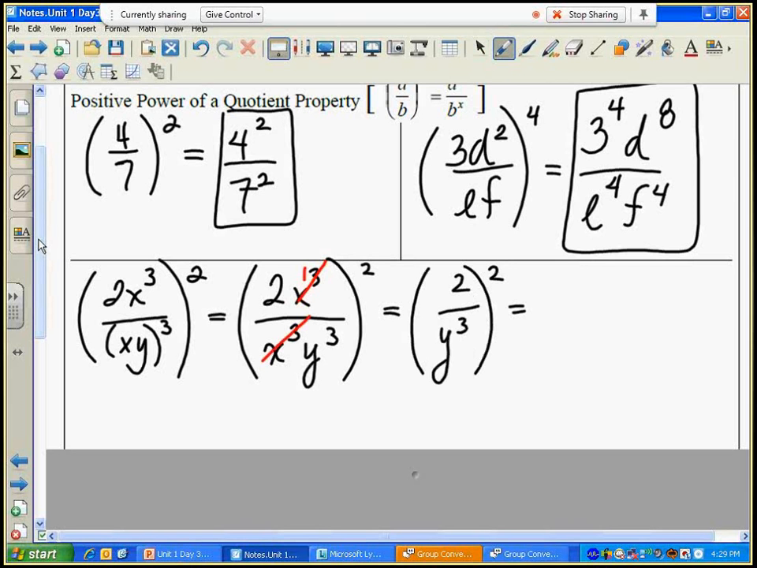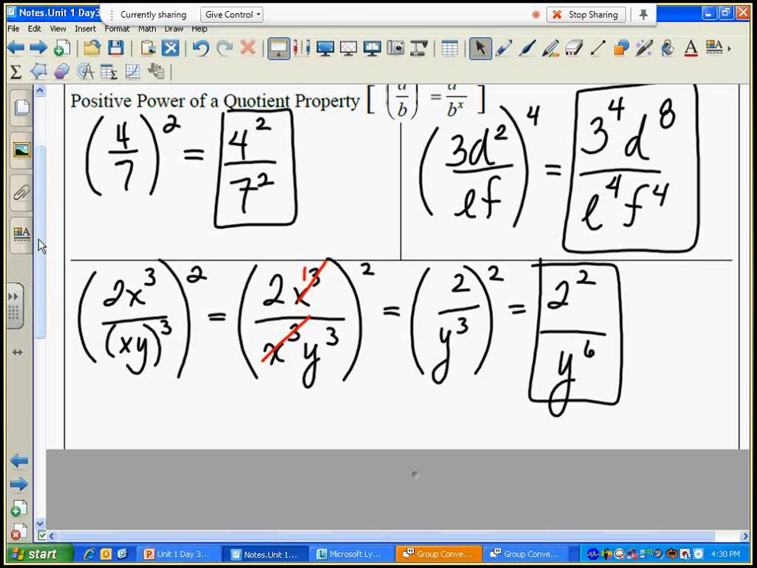Now, final little step here. The 2 becomes squared. The y to the 3rd becomes squared, and we get y to the 6th. Simplification. Take a moment now, go to your homework practice sheet, work problems 4 through 6. Remember, to get a little bit of feedback, watch the other YouTube video of me working those problems.